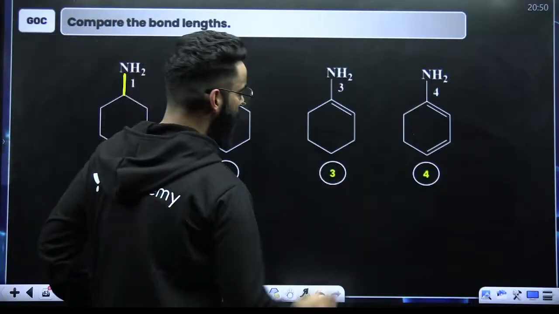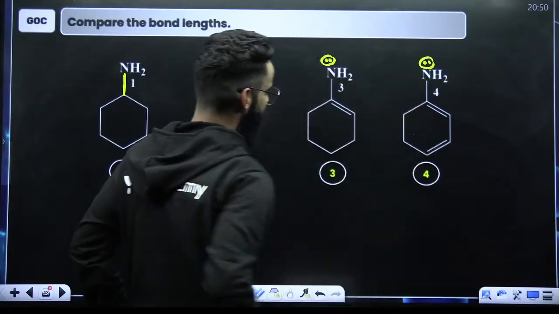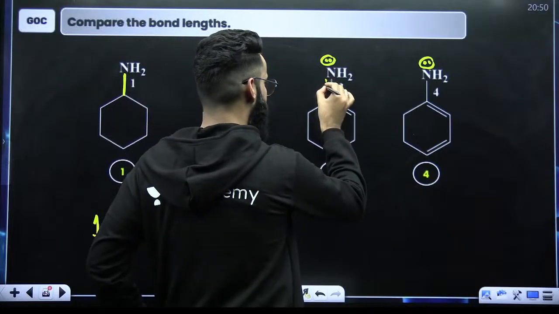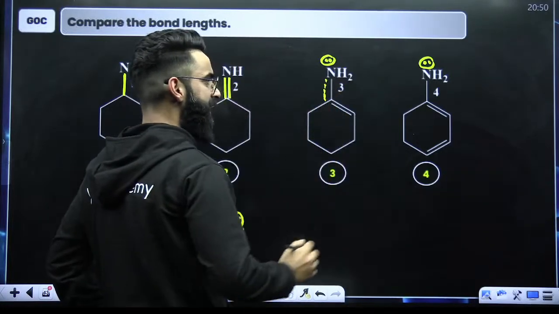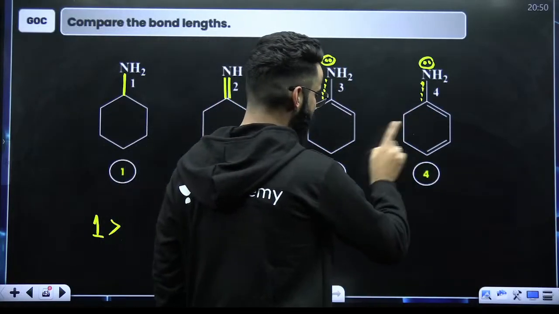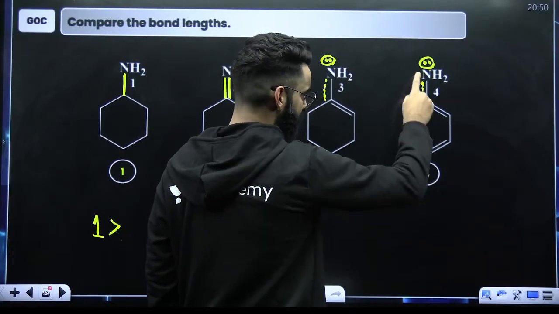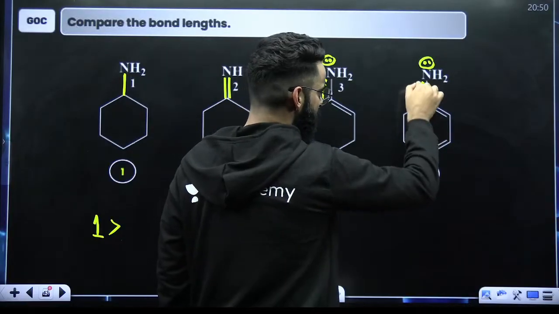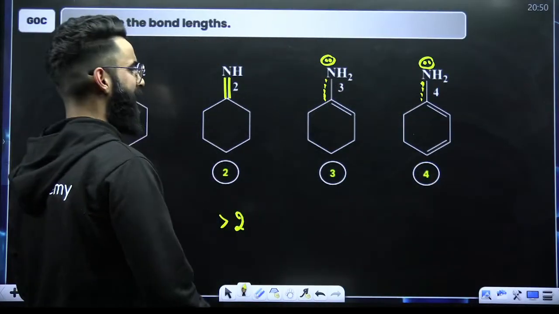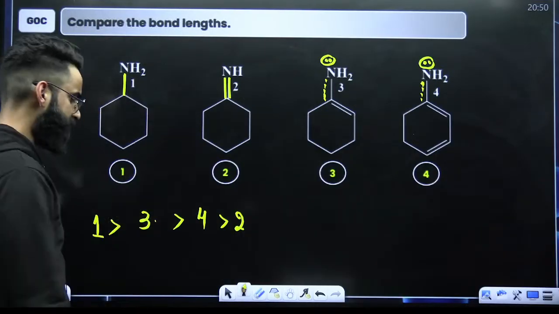Perfect. Now, among 3 and 4, if you look at this particular nitrogen, it has got the lone pair. Even this nitrogen has got the lone pair, right? So pi sigma lone pair. Due to resonance, this particular bond is getting the double bond character. Due to resonance, this particular bond is also getting the double bond character. Now, where is the resonance more? In third or fourth? In fourth, resonance is more. More the resonance, more the double bond character. More the double bond character here, lesser the bond length. So fourth will have lesser bond length than that of third. Right?